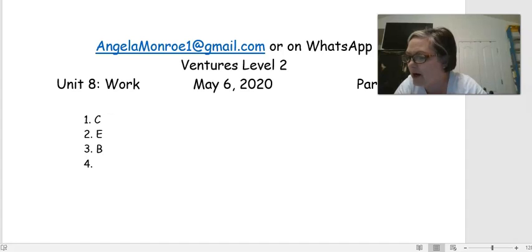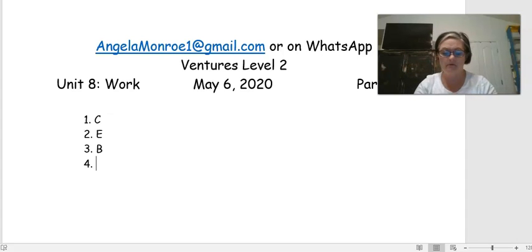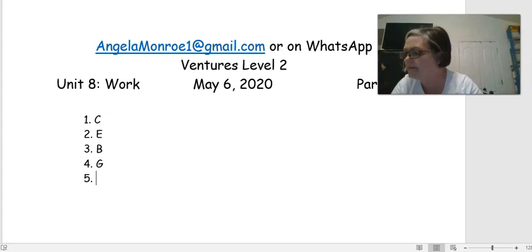Let's look at number 4. Where did your parents meet? It says where, so we know it's a place. And since it's parents, 2 people, we're probably going to be looking for they. So the answer is going to be G. They met at school. So you have they, and the place they met was school. So answer is G.